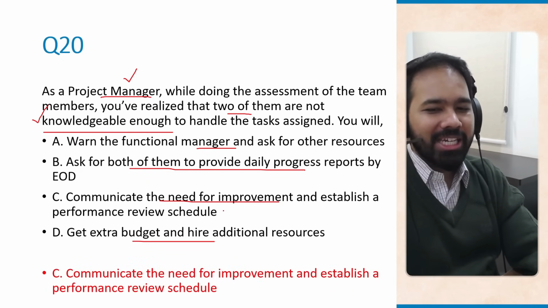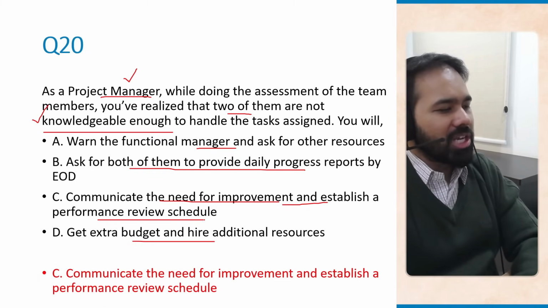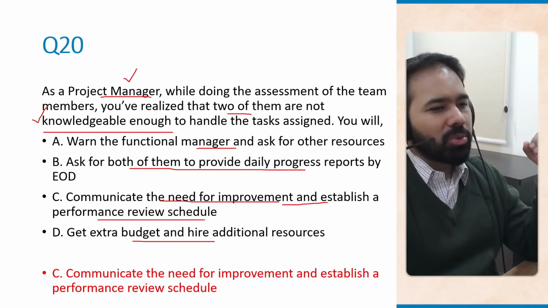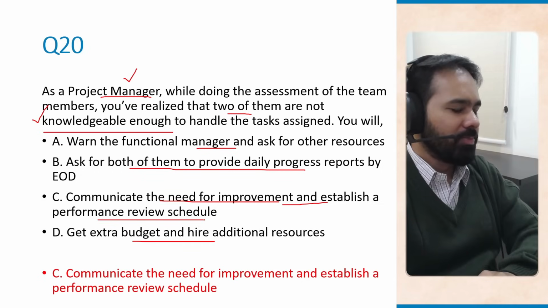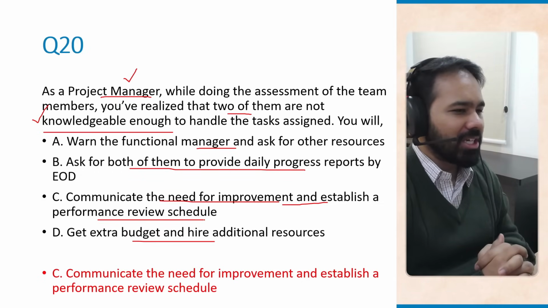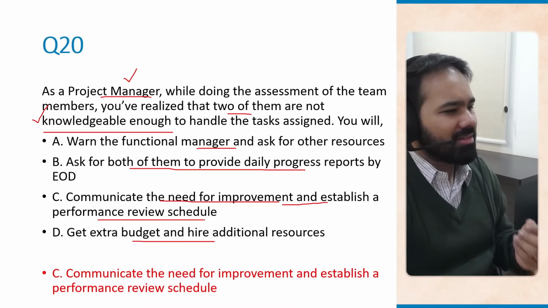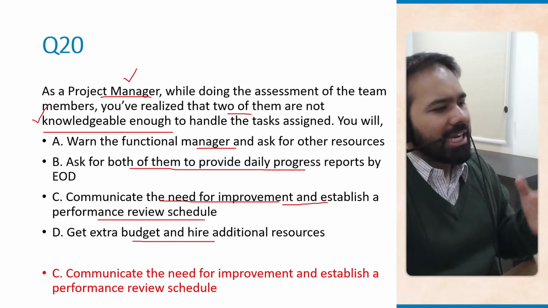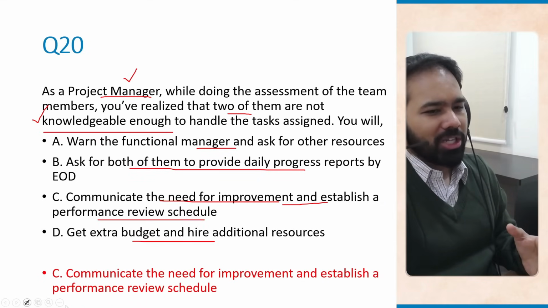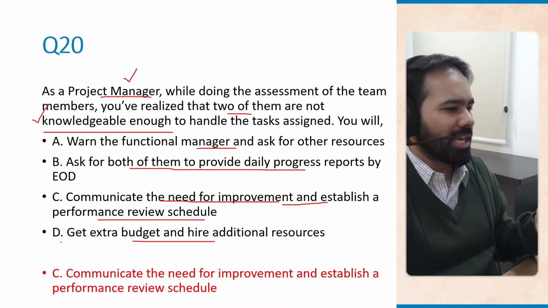You communicate the need for improvement and you establish a performance review schedule. Now remember, as a project manager, your first approach should be to coach, mentor, and manage performance of your team members. You should never replace team members, at least never immediately, right? Option A, you are escalating to the functional manager. It can actually come later if performance does not improve, but you should first, as I mentioned, focus on coaching, mentoring, and performance management.